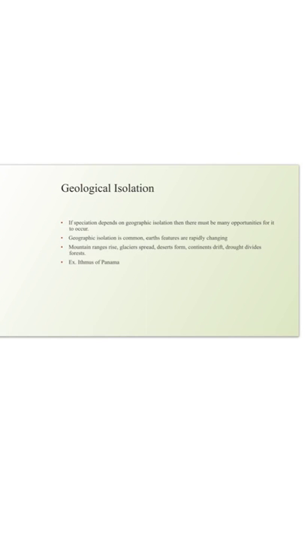If speciation depends on geographic isolation, then there must be many opportunities for it to occur. Geographic isolation is very common. Earth's features are always rapidly changing. Mountain ranges rise, glaciers spread, deserts form, continents drift, and drought divides forests. Every time this happens, this is a new opportunity for new species to arise. For example, the Isthmus of Panama, which arose beneath the ocean, separated populations of marine wildlife, which gave rise to new species.